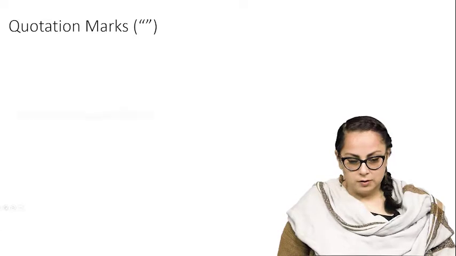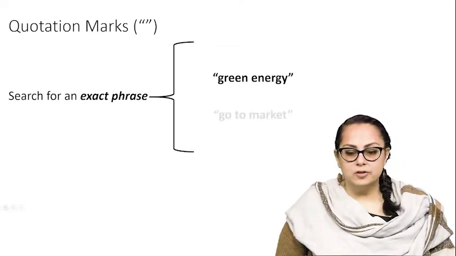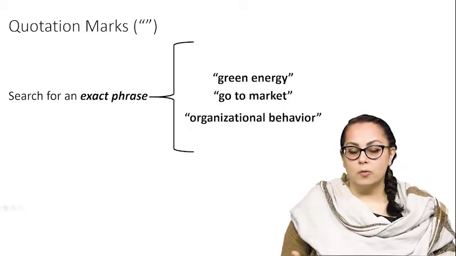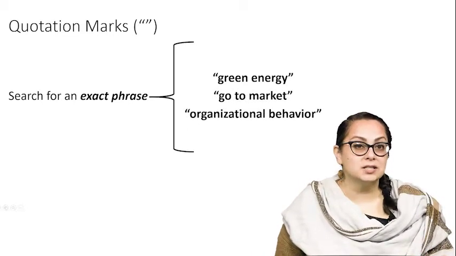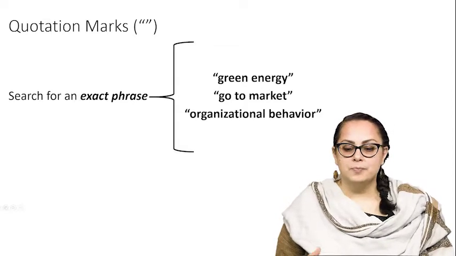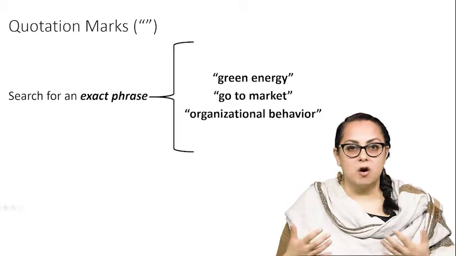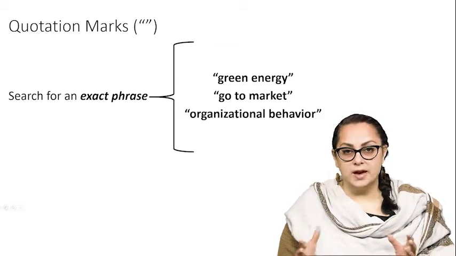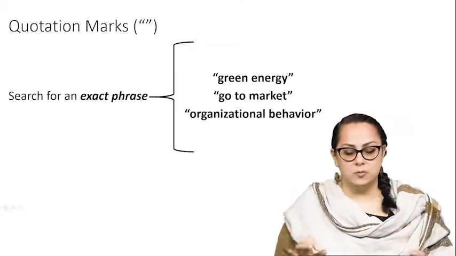So with quotation marks, what we're able to do is search for phrases. For example, if we want to look for green energy, go-to-market, or organizational behavior. These are all common terms that you might search for in a business research paper. By putting quotation marks around it, we're telling our database to search for that specific phrase as opposed to looking for green and energy in different parts of the article.